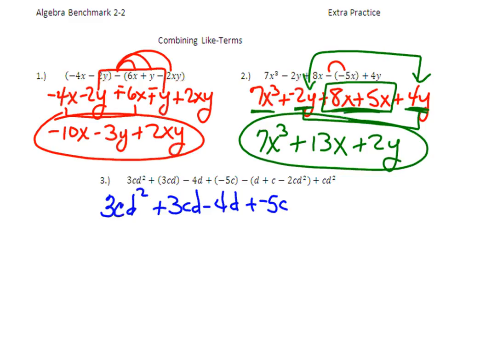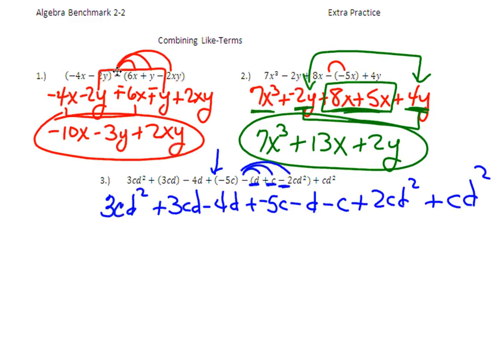So the parentheses don't mean anything in this case right there. That means nothing. So just get rid of them because I'm just adding that stuff. So I'm just going to make that a negative 5C. This negative here, though, does affect everything inside there. The minus means take away all that stuff or change all of the signs in there. So I'm going to go minus D minus C plus 2CD squared. So the opposite of this positive, opposite of this positive, and opposite of that negative. And then at the end, just plus the CD squared.